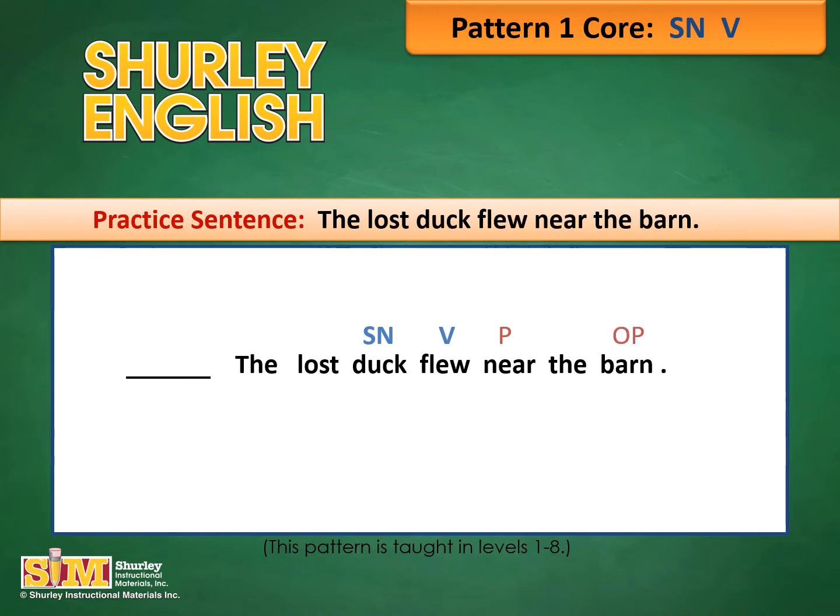Barn. Object of the preposition, the article adjective. What kind of duck? Lost. Adjective, the article adjective. Subject, noun, verb, Pattern 1 skill check. Near the barn. Prepositional phrase, period statement, declarative sentence. Go back to the verb. Divide the complete subject from the complete predicate.